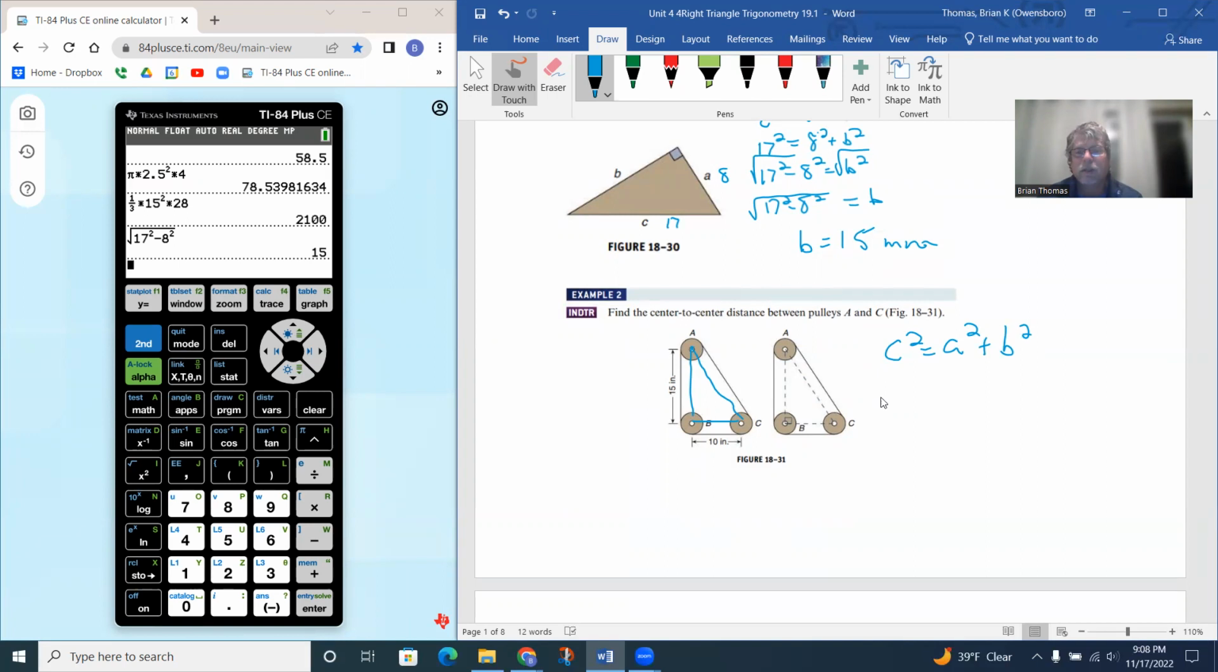Now the catch is, what's the a, b, and the c? Remember, the sides that make the right angle are the a and the b. So notice how the 10 and the 15 are actually the a and the b, and the longer diagonal side is actually the hypotenuse.